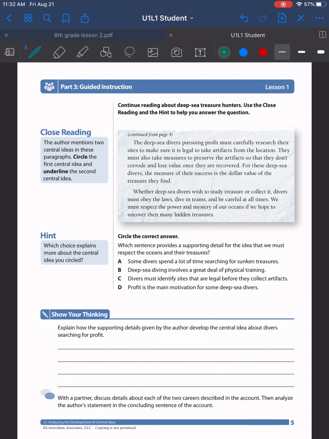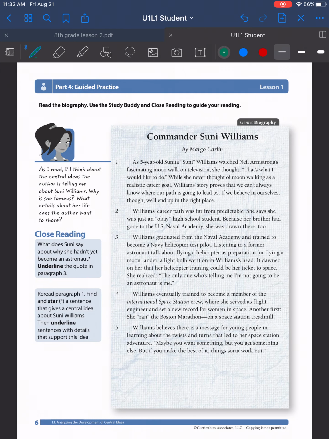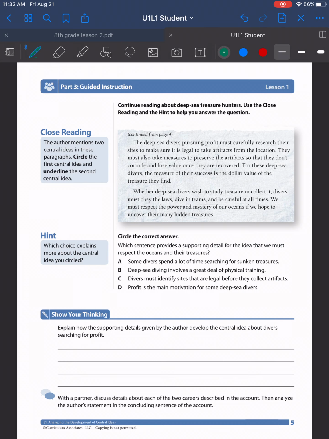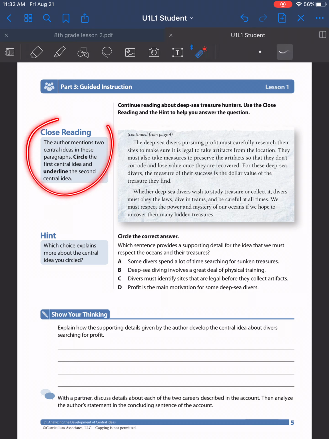Okay, part 3. And you know what? I think what we're going to do is let's finish part 3 and then we will stop there for today and then we'll pick up on part 4 tomorrow. Okay? Okay, part 3. Continue reading about deep sea treasure hunters and use the close reading and hints to help answer questions. So these little guys right over here are going to be helpful when you are filling out your short answer. Let's go ahead and read.